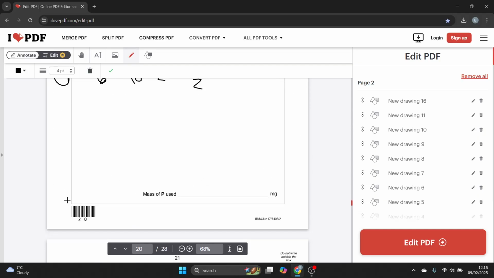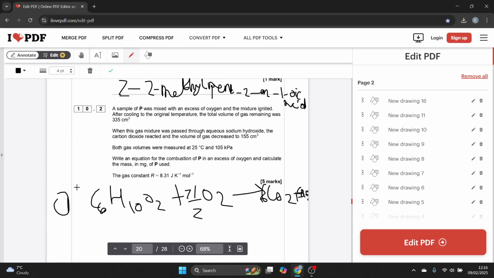Then the rest, that's going to be a bit tricky. It says, after cooling to original temperature, total volume remaining was this. This gas mixture was passed through aqueous sodium hydroxide, carbon dioxide reacted, the volume of gas decreased to this. Calculate the mass of P used.